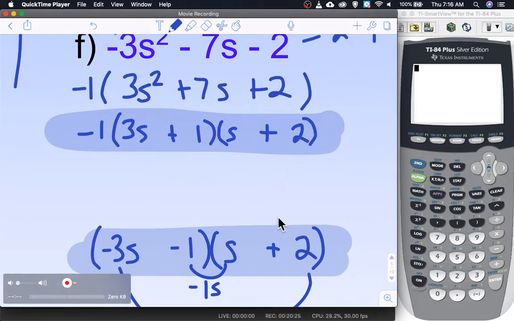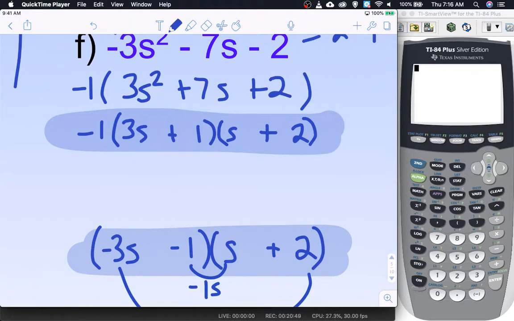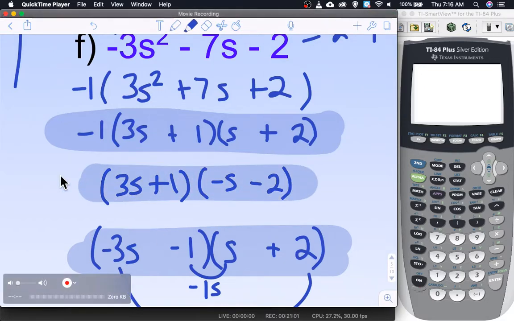Even though these two don't look exactly the same, look at this, my last term, s plus 2, s plus 2. It's the same. These would be equivalent if I would multiply the negative 1 through. If I multiply the negative 1 through here, this becomes a negative 3s minus 1. Hey, that's what we have here. And believe it or not, there's actually a third possible answer. 3s plus 1, negative s minus 2. That would be what you get if you take the negative 1 and times by this s plus 2 term.